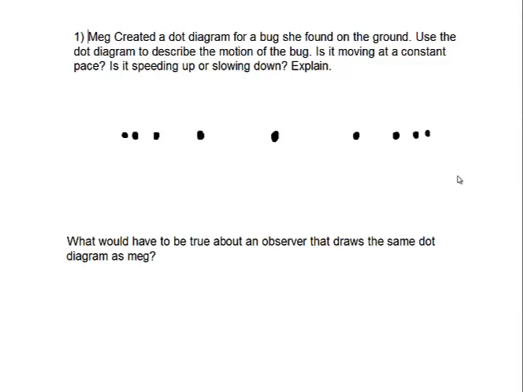So here's your first problem. Meg created a dot diagram for a bug she found on the ground. Use a dot diagram to describe the motion of the bug. Is it moving at a constant pace? Is it speeding up or slowing down? Explain. So now you are going to pause the video, and this is going to be your homework for tonight. Answer this question, and there's going to be another one after this. So pause the video, copy the question down, and answer it the best you can. Okay, now that you've copied that down, let's move on to the next question.